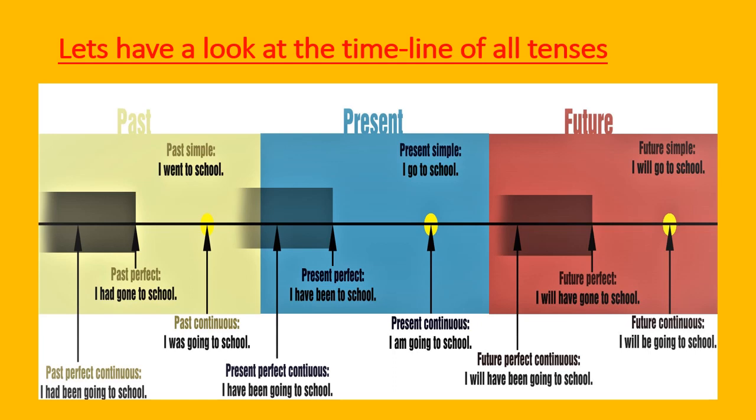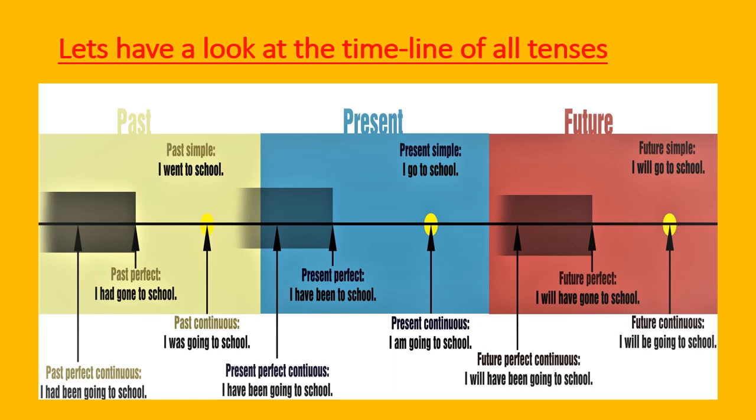Past continuous tense, an action that happened at a specific point in the past. For example, I was going to school. You can add a phrase to it. I was going to school when it rained. Similarly, for past perfect, I had gone to school before it rained. Now, what is past simple? It is an action that happened in the past. For example, I went to school.